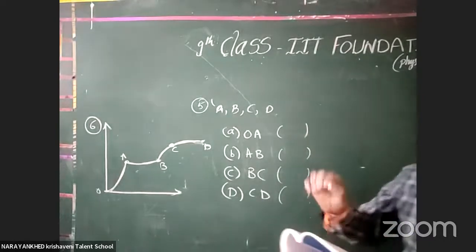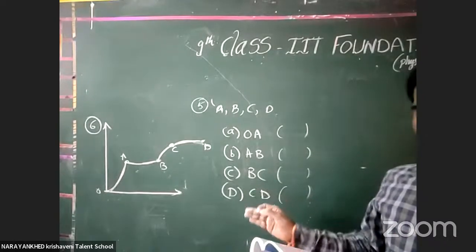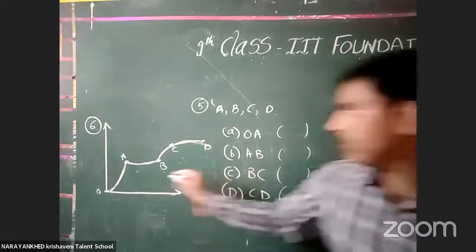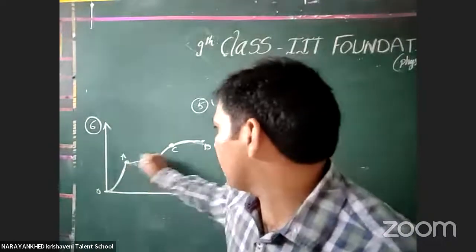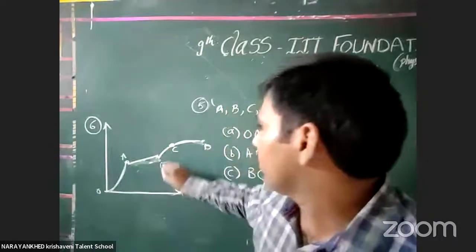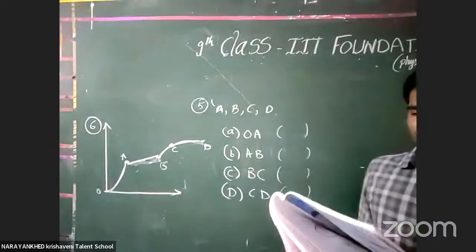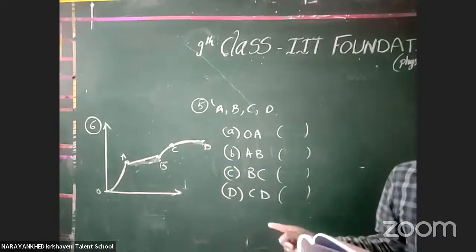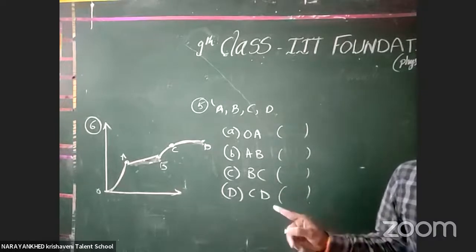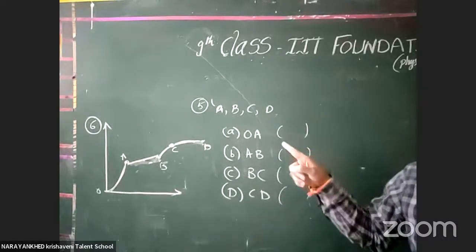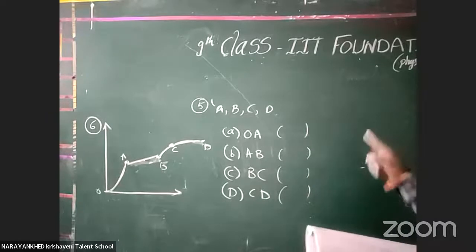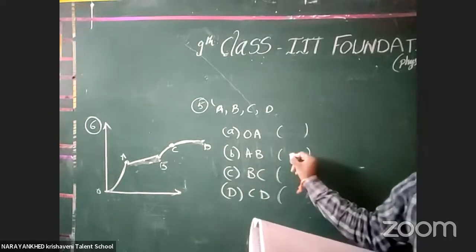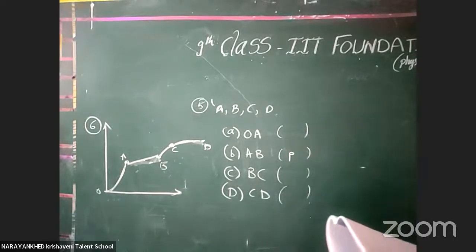Velocity increases with time linearly. Clear or not, all the students? Velocity looks like a straight line. Now once check it: velocity increases with time linearly. Yes, A to B looks like a straight line form. That's why it increases linearly. Now that answer is B. It is P. We have to write P for AB.